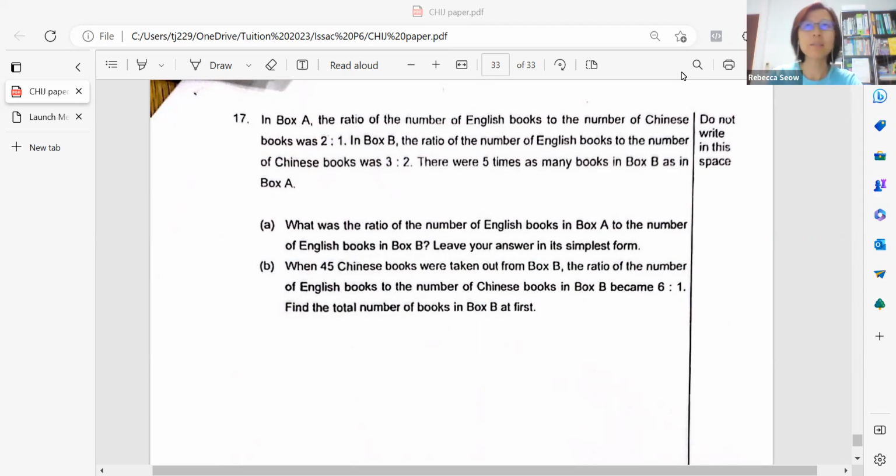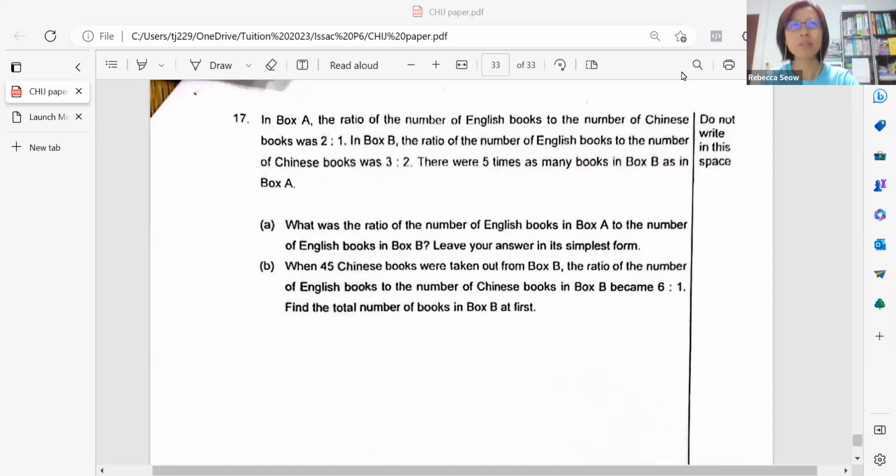There were 5 times as many books in box B as in box A. So what was the ratio of the number of English books in box A to the number of English books in box B? Leave your answer in its simplest form.